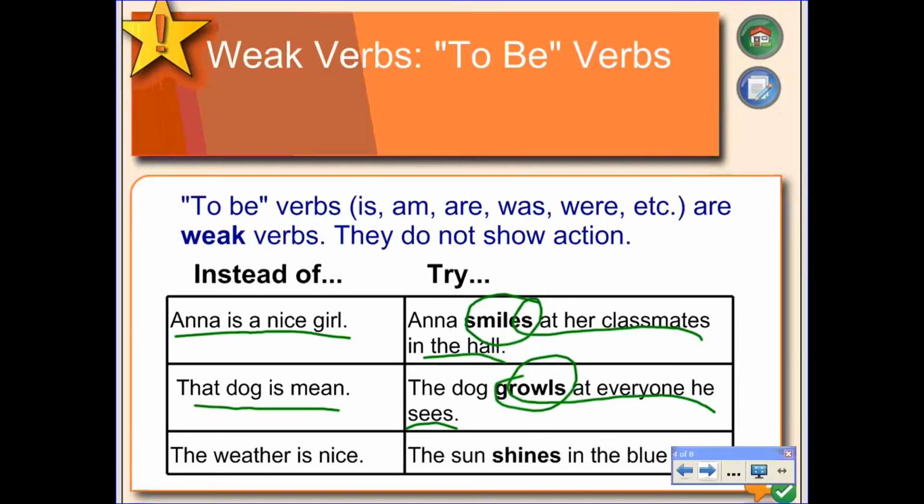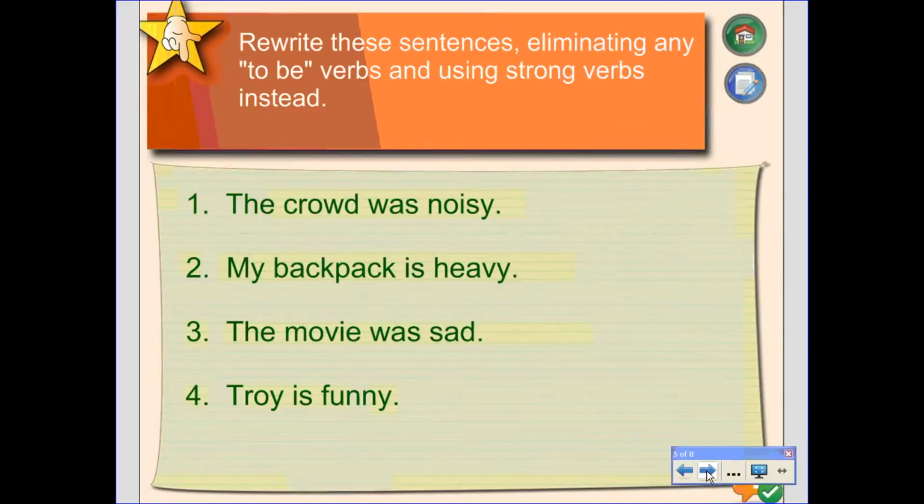Last but not least, here we have the weather is nice. Well, that could mean just about anything, and the modified sentence gives us a much better example by saying the sun shines in the blue sky. Again, it isn't the exact same sentence, but it's a much superior sentence to what the writer had said previously. Now, I want you to take a look at these 4 sentences, and if you want to, you can pause the video right now, take out your own notebook, and write down modified sentences using stronger verbs. So go ahead and pause that if you want to. Otherwise, you can plow ahead, and I'll give you some suggestions.